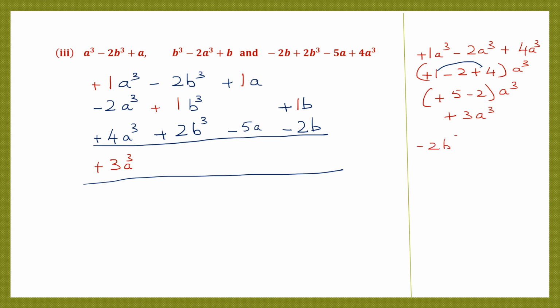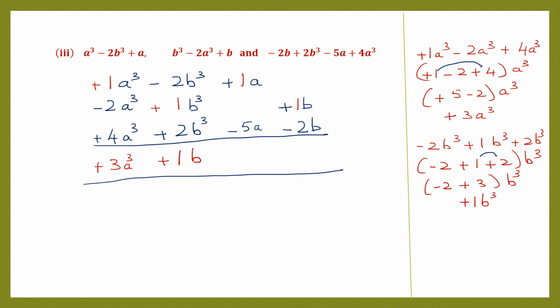Minus 2b cube plus 1b cube plus 2b cube. So minus 2 plus 1 plus 2b cube. Let's add up the numbers with the same sign, these two numbers. So I have minus 2 plus 1, 3b cube. Signs are different. Put the sign of the bigger number and subtract. 3 minus 2 is 1b cube. So that is plus 1b cube.